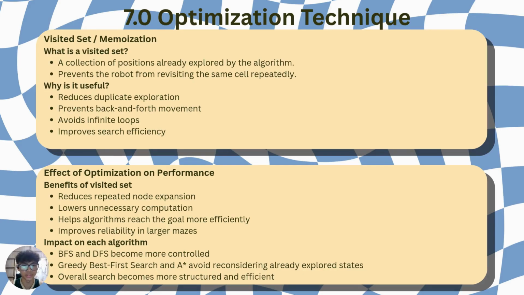Okay, next is our optimization technique. To improve the search process, this project used a visited set, also known as memoization. A visited set stores locations that have already been explored. This prevents the robot from revisiting the same cell again and again. Because of this, the algorithm can reduce repeated exploration, avoid unnecessary movement, and prevent infinite loops. Overall, the search becomes more efficient and organized.